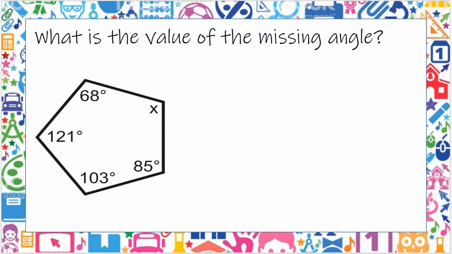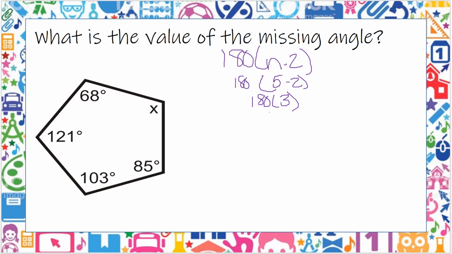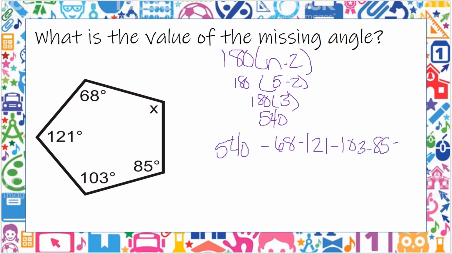What is the value of the missing angle? Well, in our last one, we used 180 times n minus 2. This is a pentagon, so it does have 5 sides. 5 minus 2 is 3, and 3 times 180 is 540. So I am going to subtract 540 minus each of these angles, 68, 121, 103, and 85. And that will give me what I have left for my last angle.